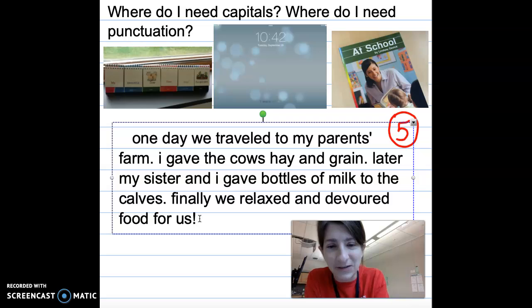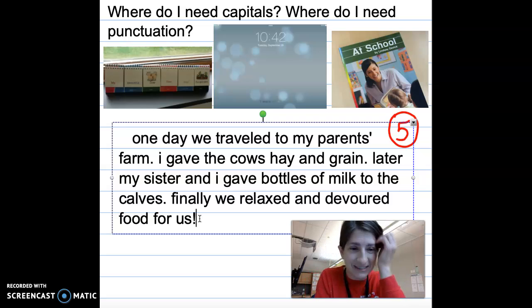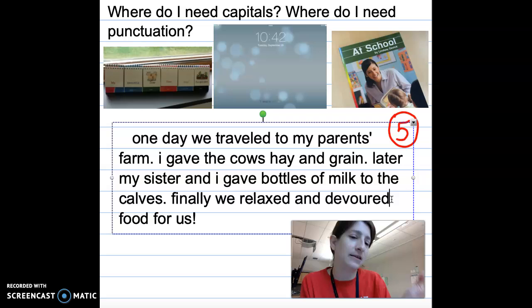I'm going to put an exclamation point because I'm pretty excited that it was time for our food after all that hard work. Now, notice something. Did I put a period here? Nope. Here? Nope. Nope. Those are the ends of the lines, but that's not where my voice stopped. I can't just put it at the end of the line because I ran out of space. I have to put it where my voice stops, where my idea ends. So I had to do it differently.